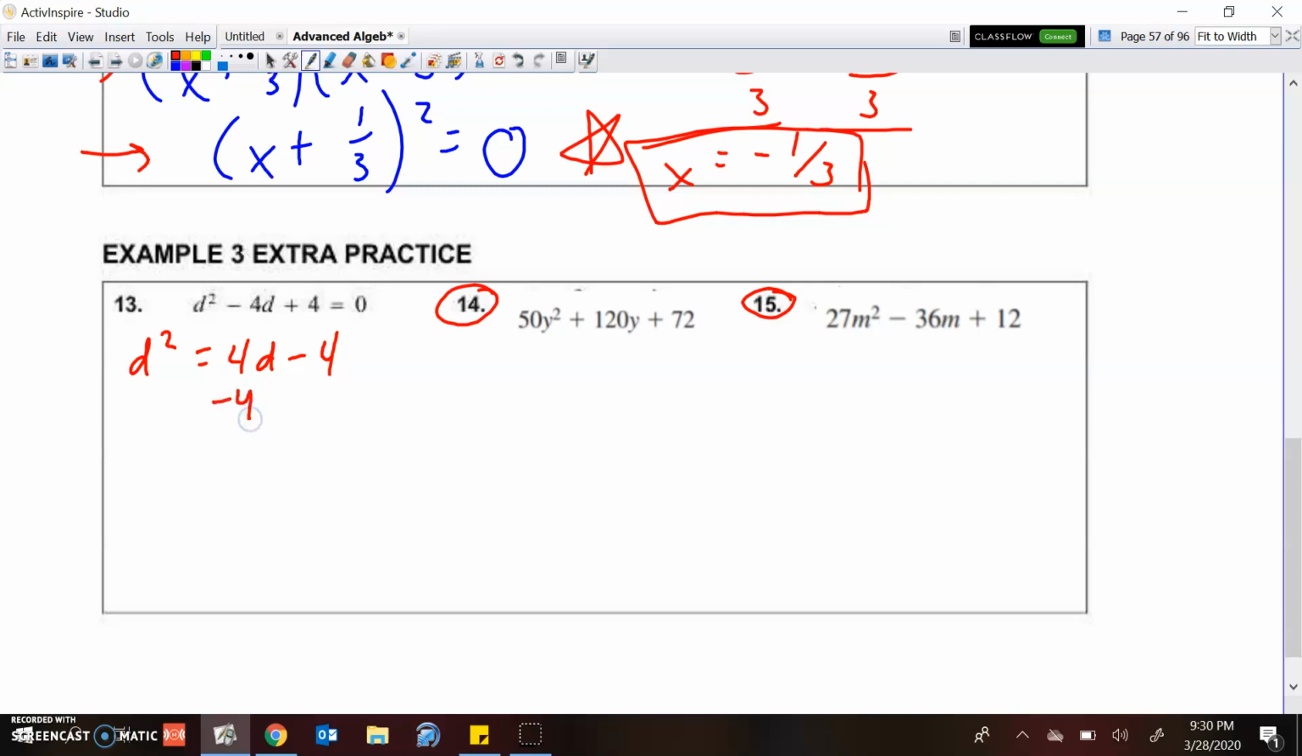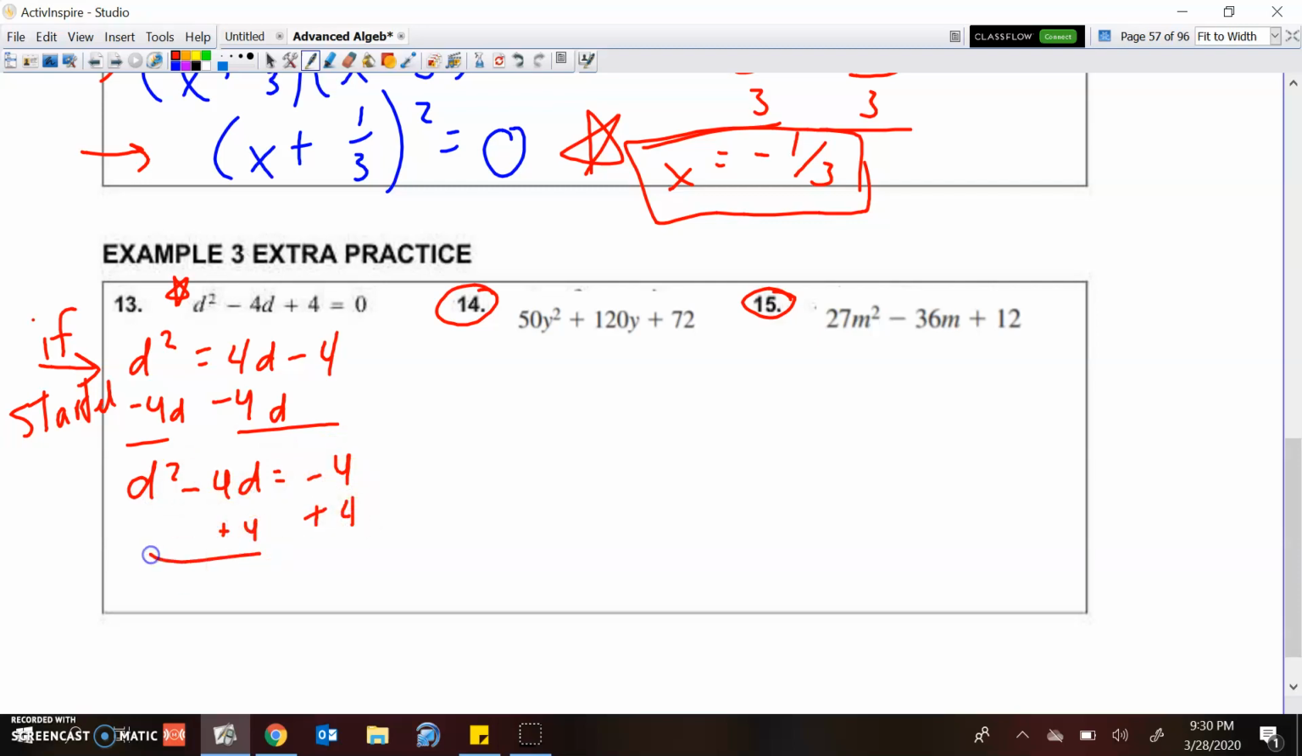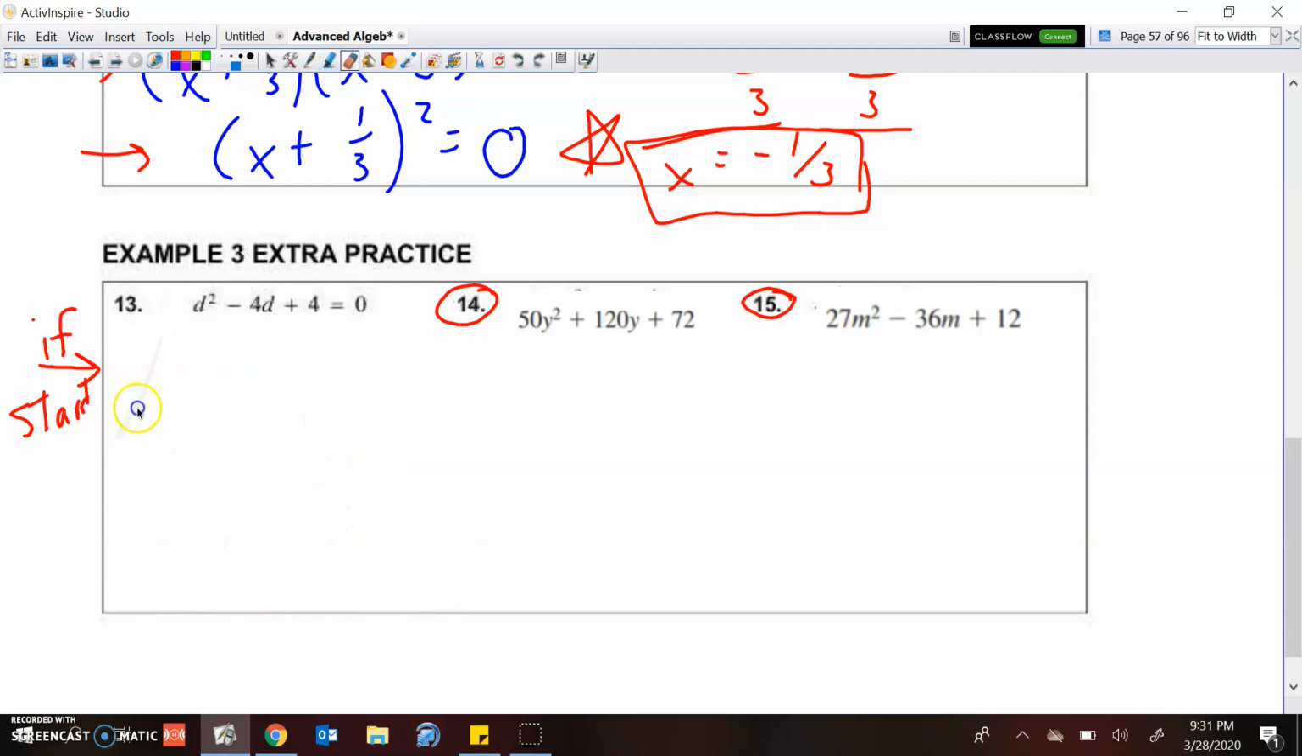So for instance, if I had been given this, now again, they started us with this problem, but if this is how it had started, then you would have to subtract 4d on both sides. You'd get d squared minus 4d equals negative 4. And then you would add 4 to both sides. So you would do the steps necessary to get everything on one side, okay? In this case, it's already given to us that way, but I just wanted to go over that in case it ever isn't. I think there's a handful of problems that I assign that don't have that set up, but we've done it before, so I just wanted to review it.